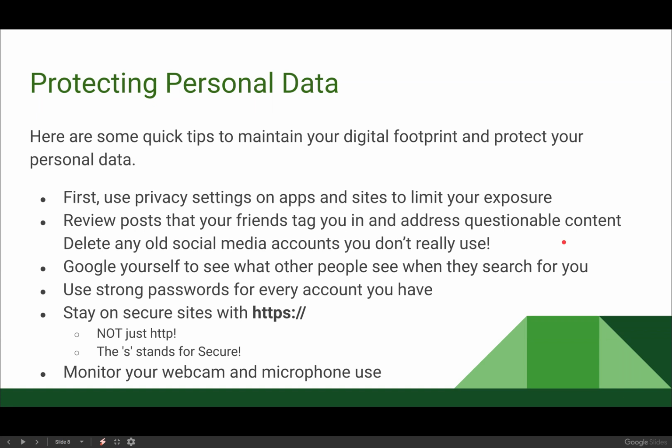If you have an old social media account that you're not using, might as well just delete it. If you're not using it anyway, it's better to not have that digital presence exist.